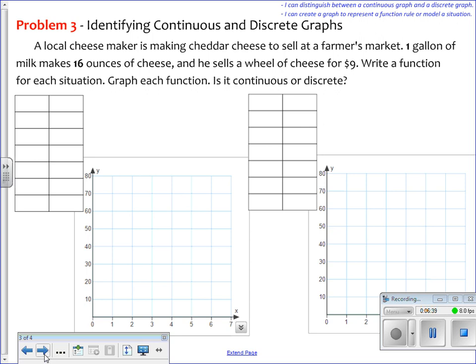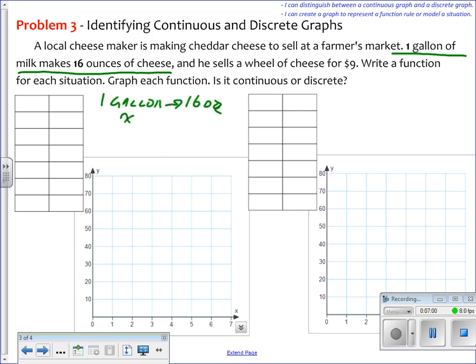So we're going to do the first one, how he makes it. He uses 1 gallon of milk, makes 16 ounces of cheese. So 1 gallon gives us 16 ounces of cheese.